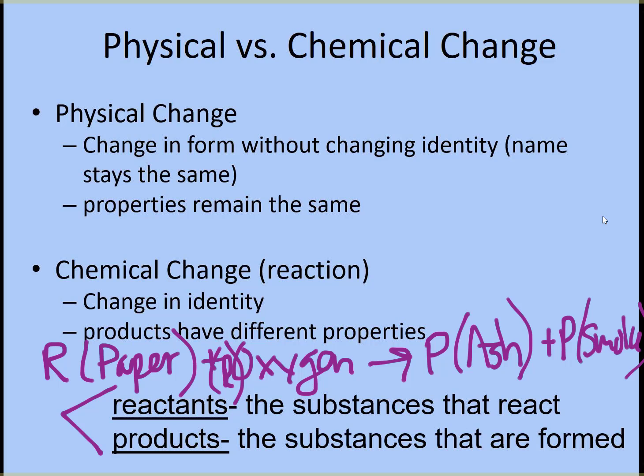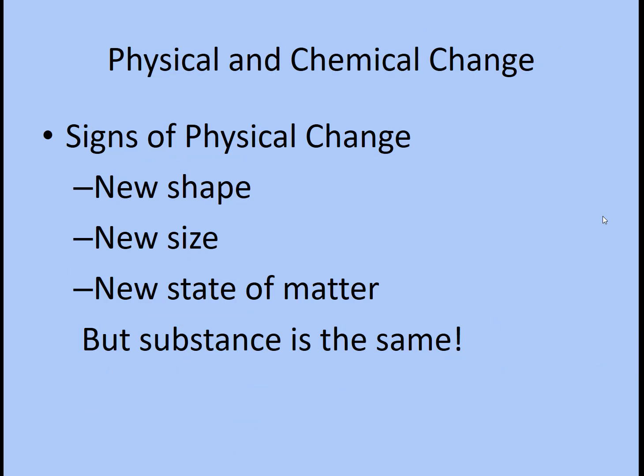So not a very technical equation here, but notice that reactants are over here, what we start with, and products are over here. So just to recap, signs of physical change would be a new shape, a new size, a new state of matter. So if you had ice and you melted it to a liquid, that would just be a physical change because it would still be H2O, it's still water. It just went from frozen water to liquid water.